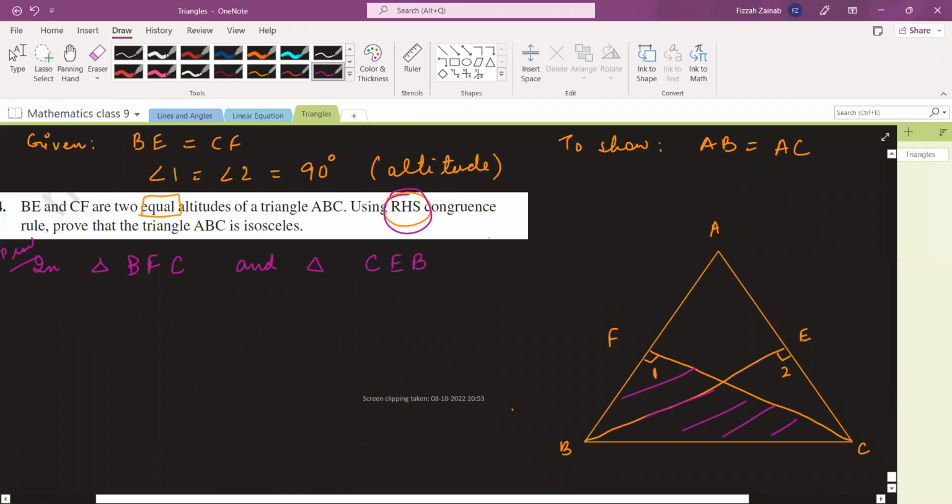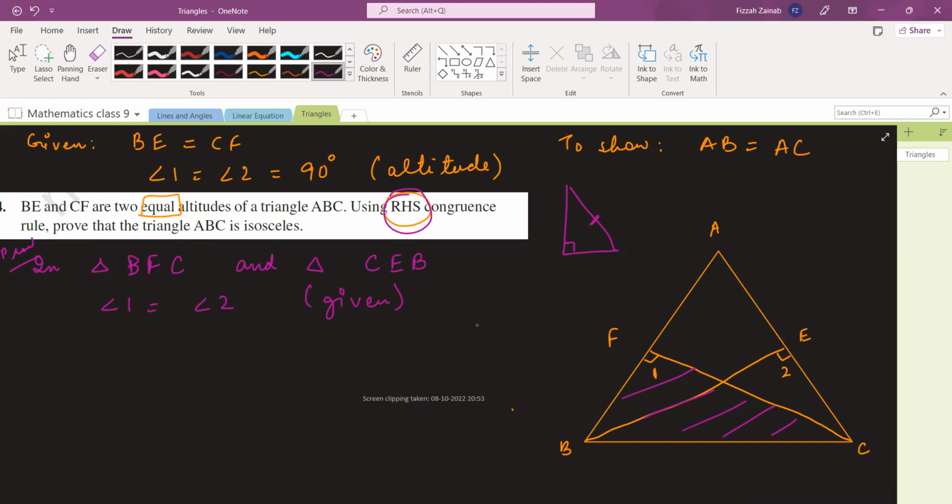RHS means one angle I have to take, and then this side I have to show equal, and then any other side I have to show equal. That is RHS criteria. So at least one angle is already 90 degrees, which is given here. So angle 1 is equal to angle 2, which is given. Okay. Now what is the hypotenuse? In this right-angled triangle BFC, which side is the hypotenuse?